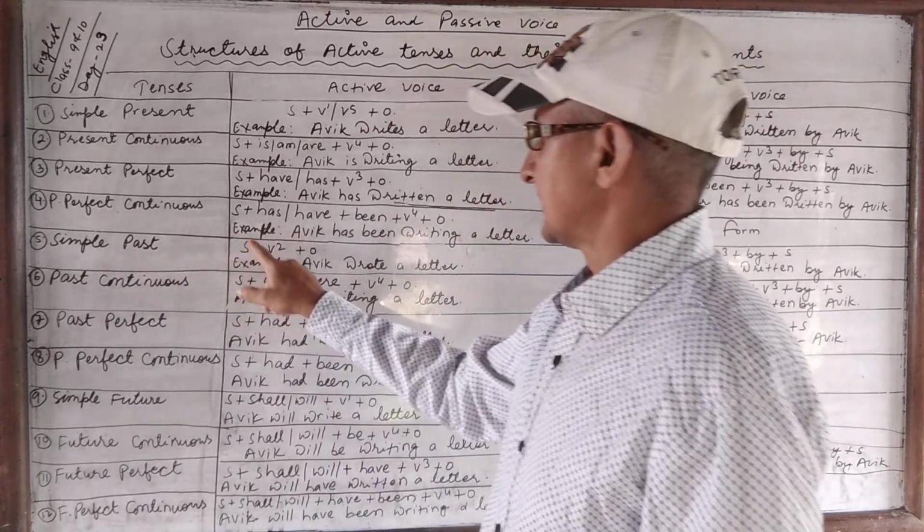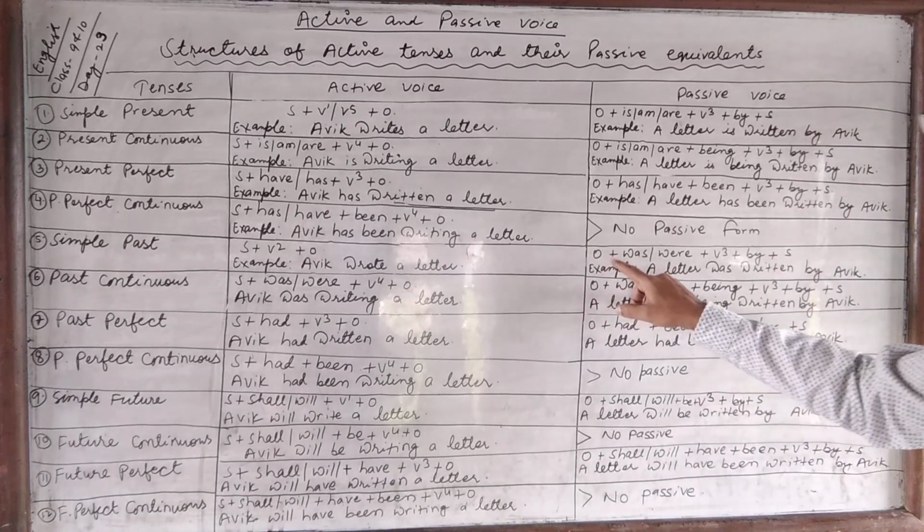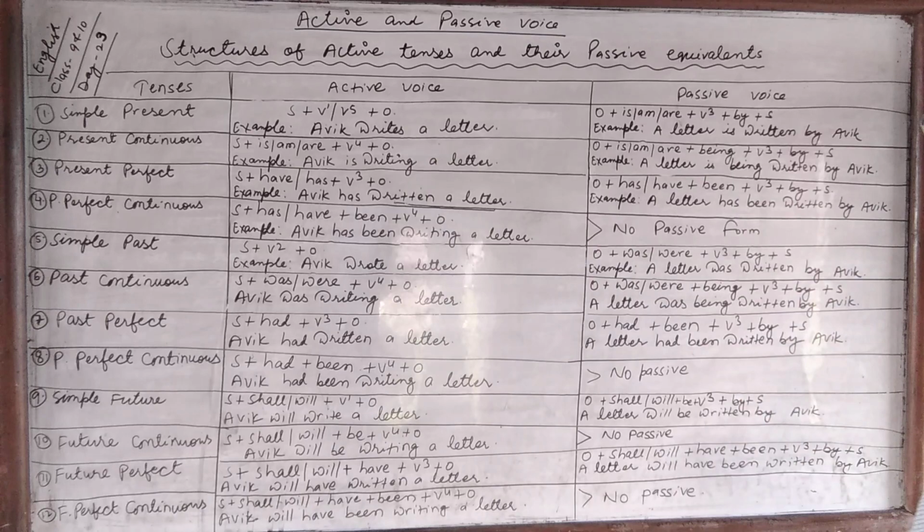Now simple past: subject plus V2 plus object, and passive structure of simple past tense is object plus was/were plus V3 plus by plus subject.